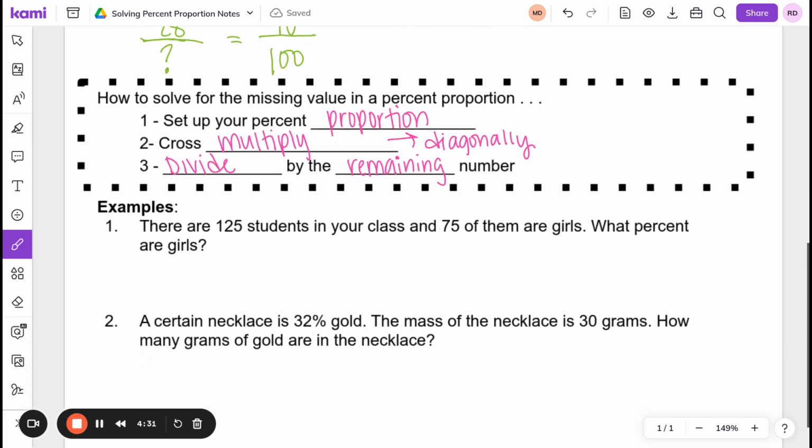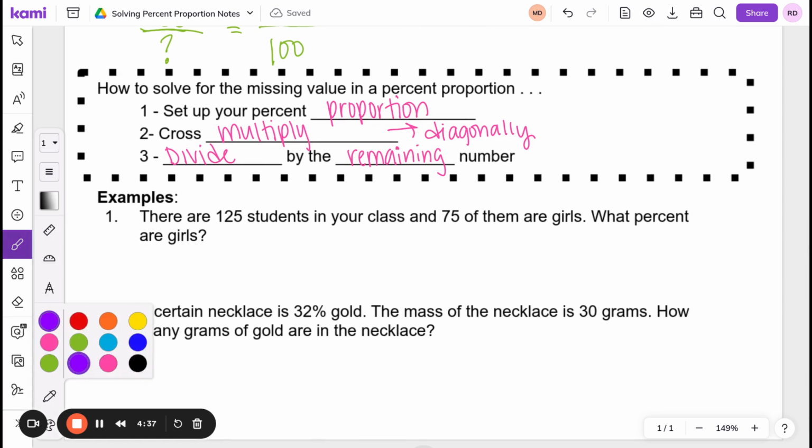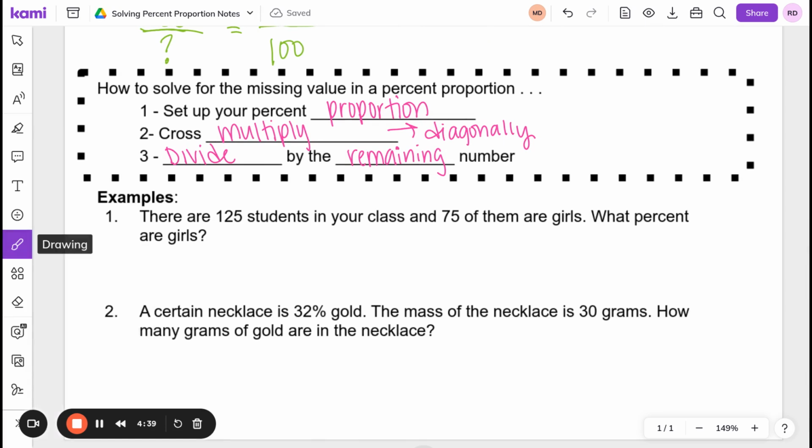So here's 2 more examples. This time we're going to set them up and solve them. So we'll kind of do both steps so you can see how it goes. So number 1, there are 125 students in your class.